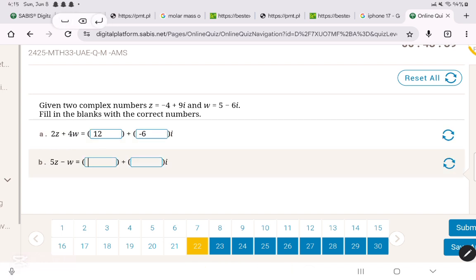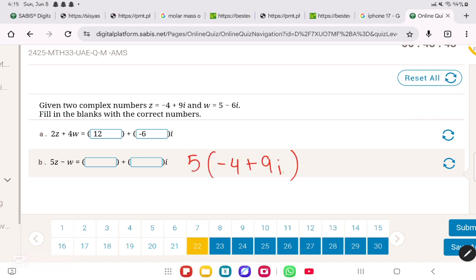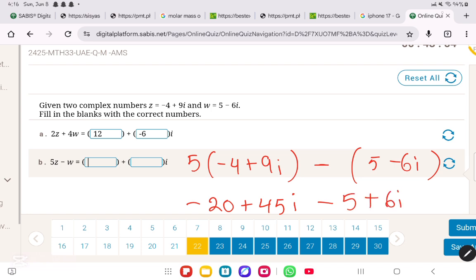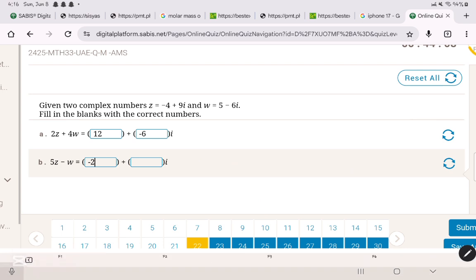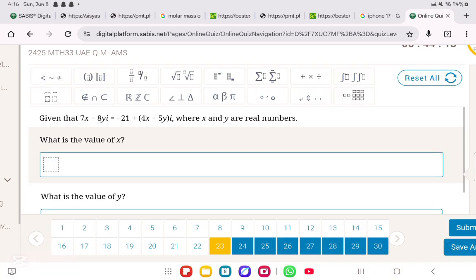For part B, we're going to do the same thing. So 5 times minus 4 plus 9i minus 5 minus 6i. So distribute: minus 20 plus 45i minus 5 plus 6i. After solving it, it's supposed to be minus 25 plus 51i. We move on to the next question.